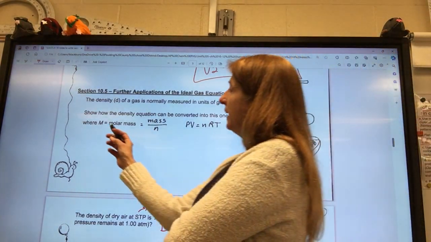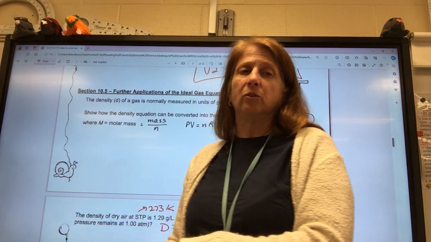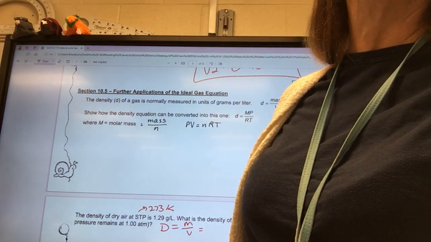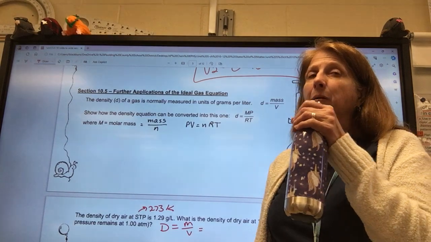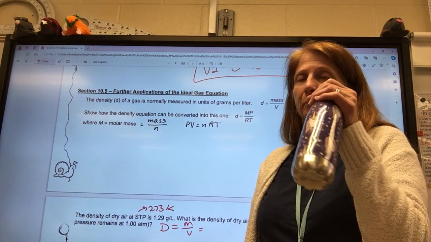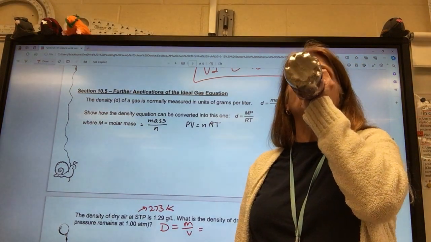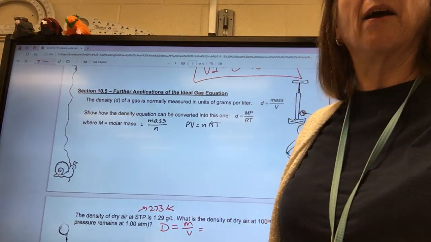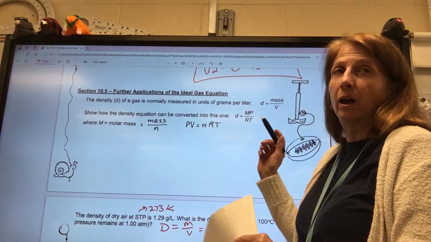They use big M for molar mass. I do 2 lowercase m's. They do 1 big M. I don't use 1 big M because 1 big M means something else in chemistry. What does it mean? Molarity. So I don't like this, but you know, I'm being flexible.